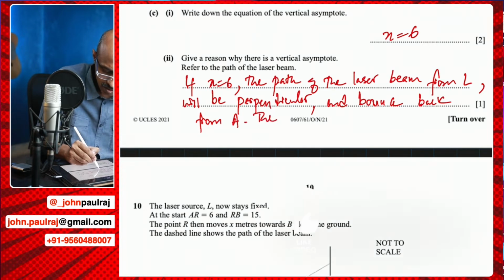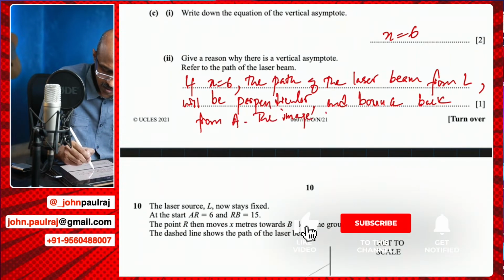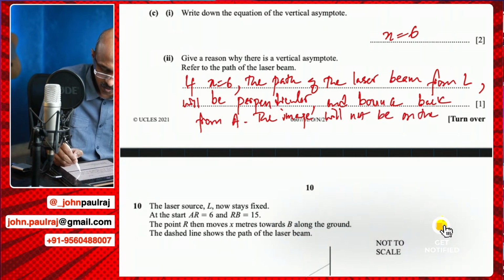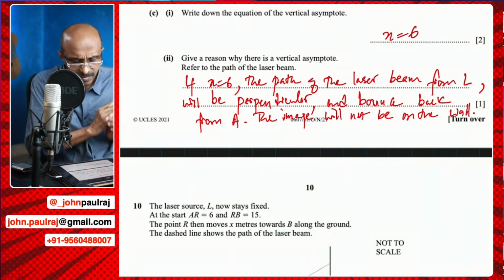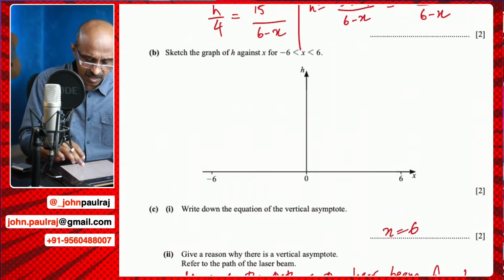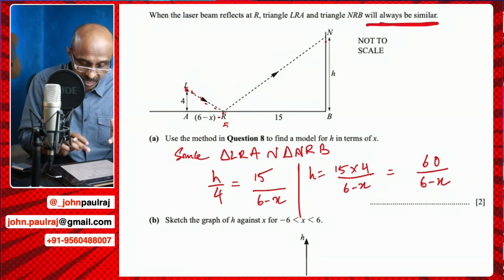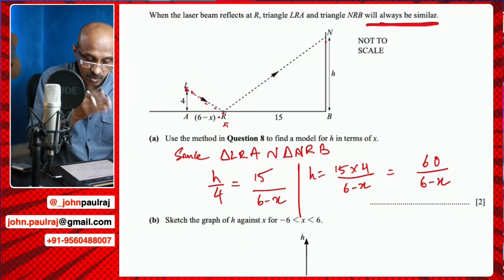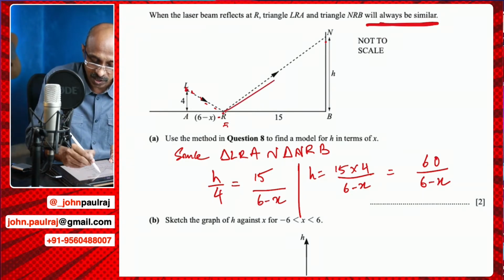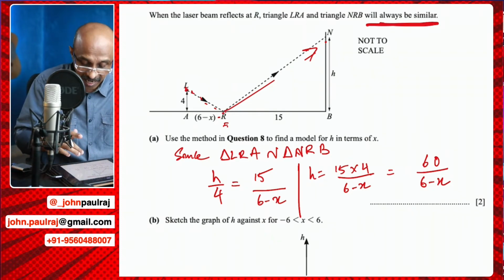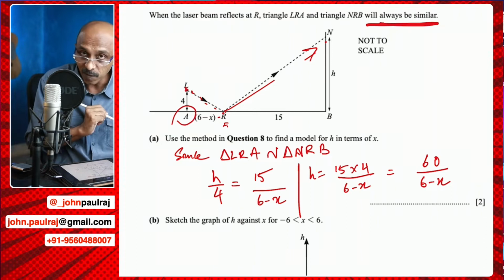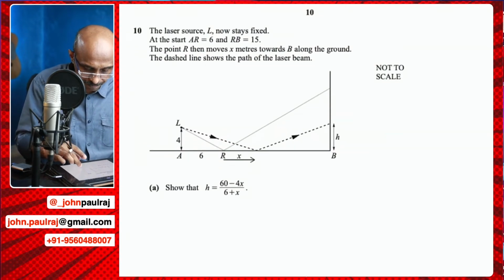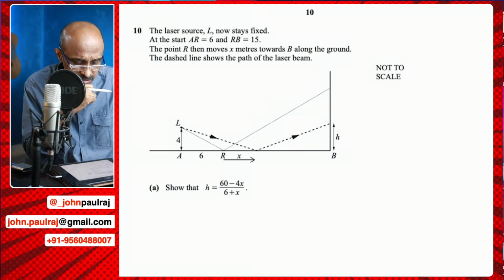The image will not be on the wall. That's clear, right? Because the model H is about the height of the image on the wall. So you're not going to get that because it's just going to go up. This reflection is not going to come on the wall. It's just going to go up. So that's why there won't be any H. H is not defined for that value of x, x is equal to 6. Clear? Let's move on to question number 10.